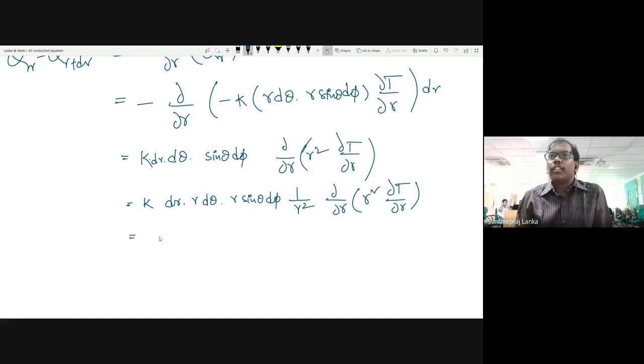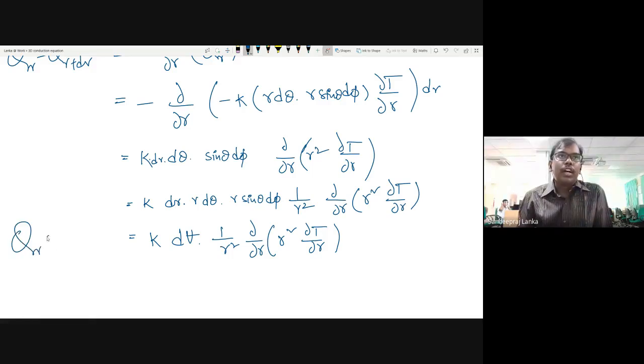Yeah, k into what I can write this part as volume dV into 1 by r square into dou by dou r of r square into dou T by dou r. This is what will be left out for your Qr minus Qr plus dr. So you're done with your r direction.